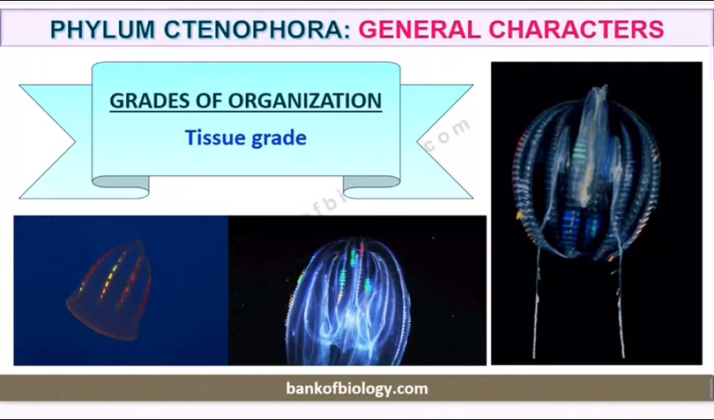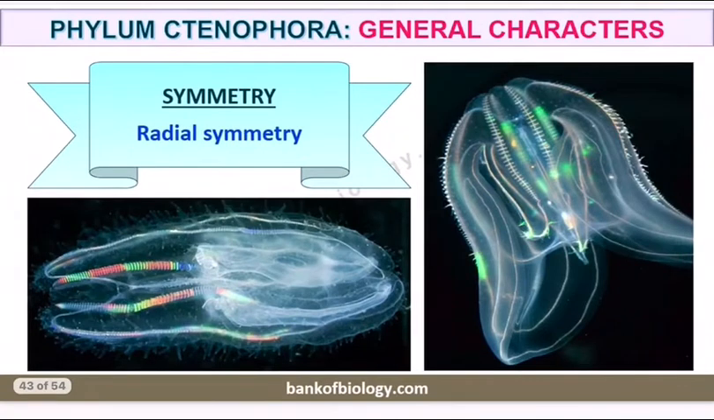Now in this session we are going to talk about phylum Ctenophora. C is silent, okay? Ctenophora, that is sea walnuts or comb jellies. So that is the group we are going to discuss. Now the phylum Ctenophora, the grade of organization is tissue grade. That means from the cellular level the animals have improved upon. Tissues started forming. Formation of tissues is the characteristic of this phylum.